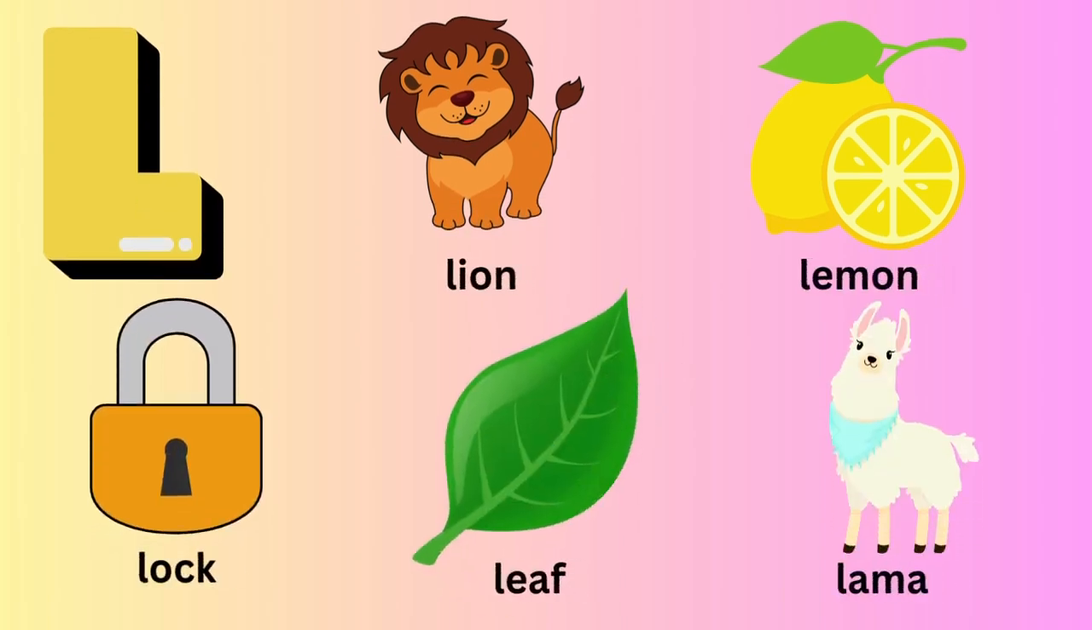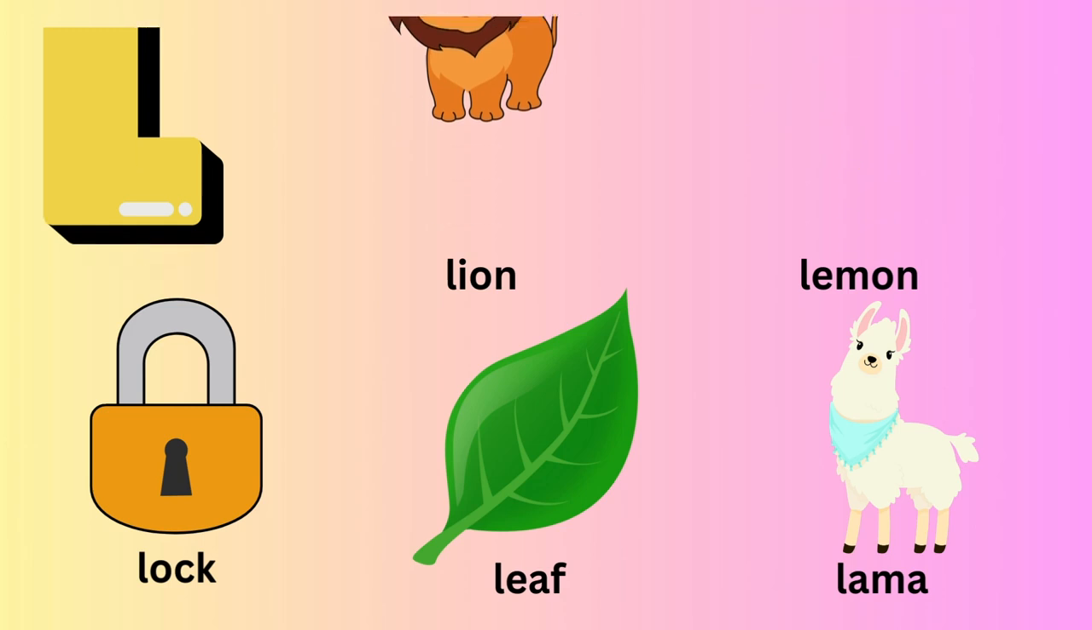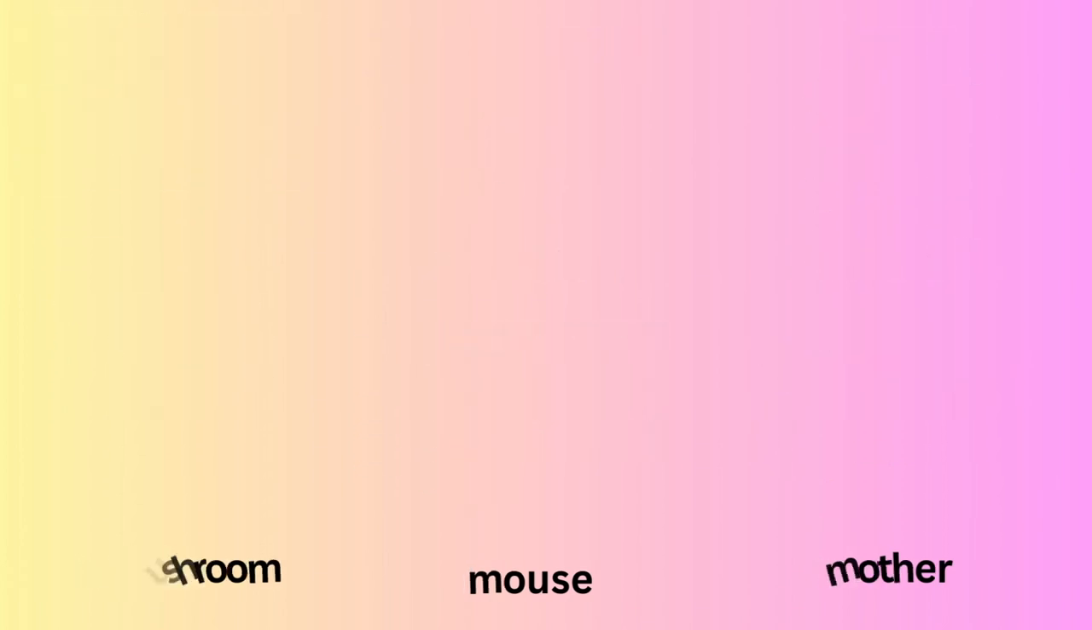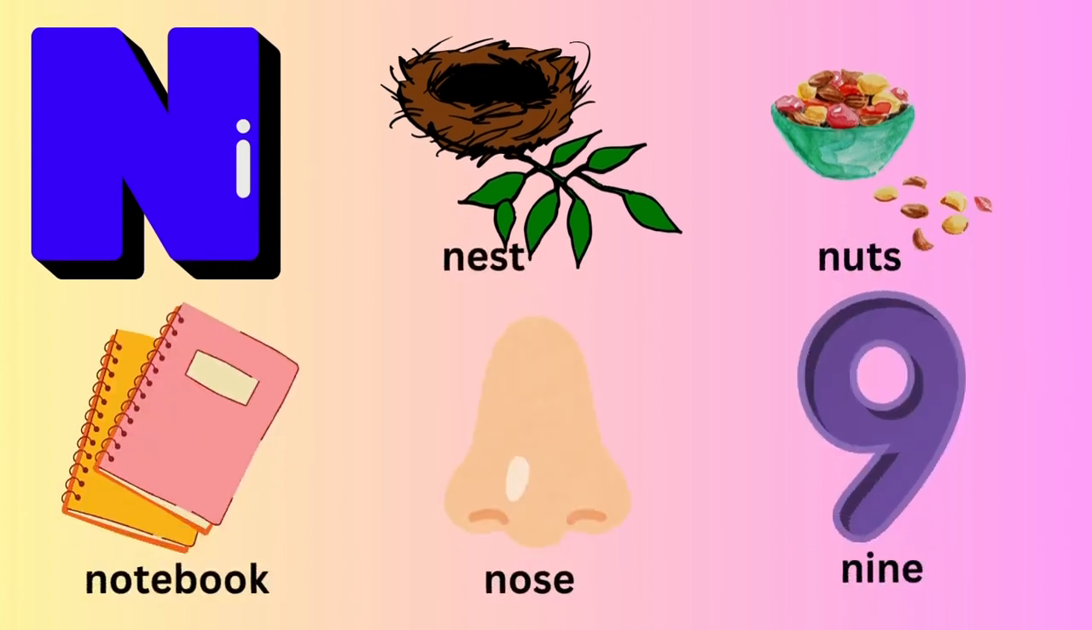L is for lion, lemon, lock, leaf, llama. M is for mango, monkey, mushroom, mouse, mother. N is for nest, nuts, notebook, nose, nine.